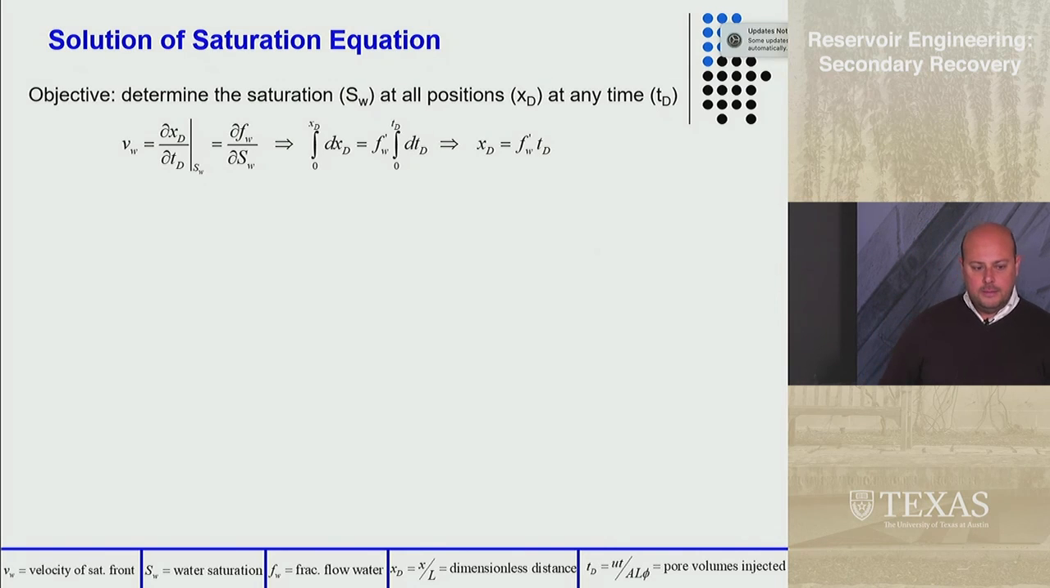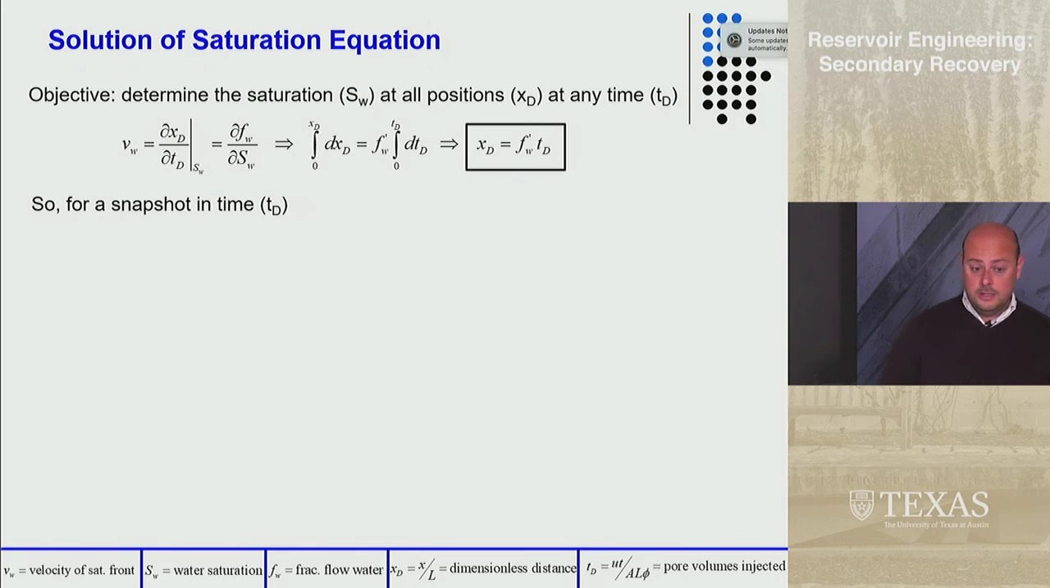And we can integrate that. We did it last time, so you separate your variables and do the integration. They're very easy integrations, right? It's the integral of dx and the integral of dt. So then the distance xD is equal to the derivative of the fractional flow times tD.